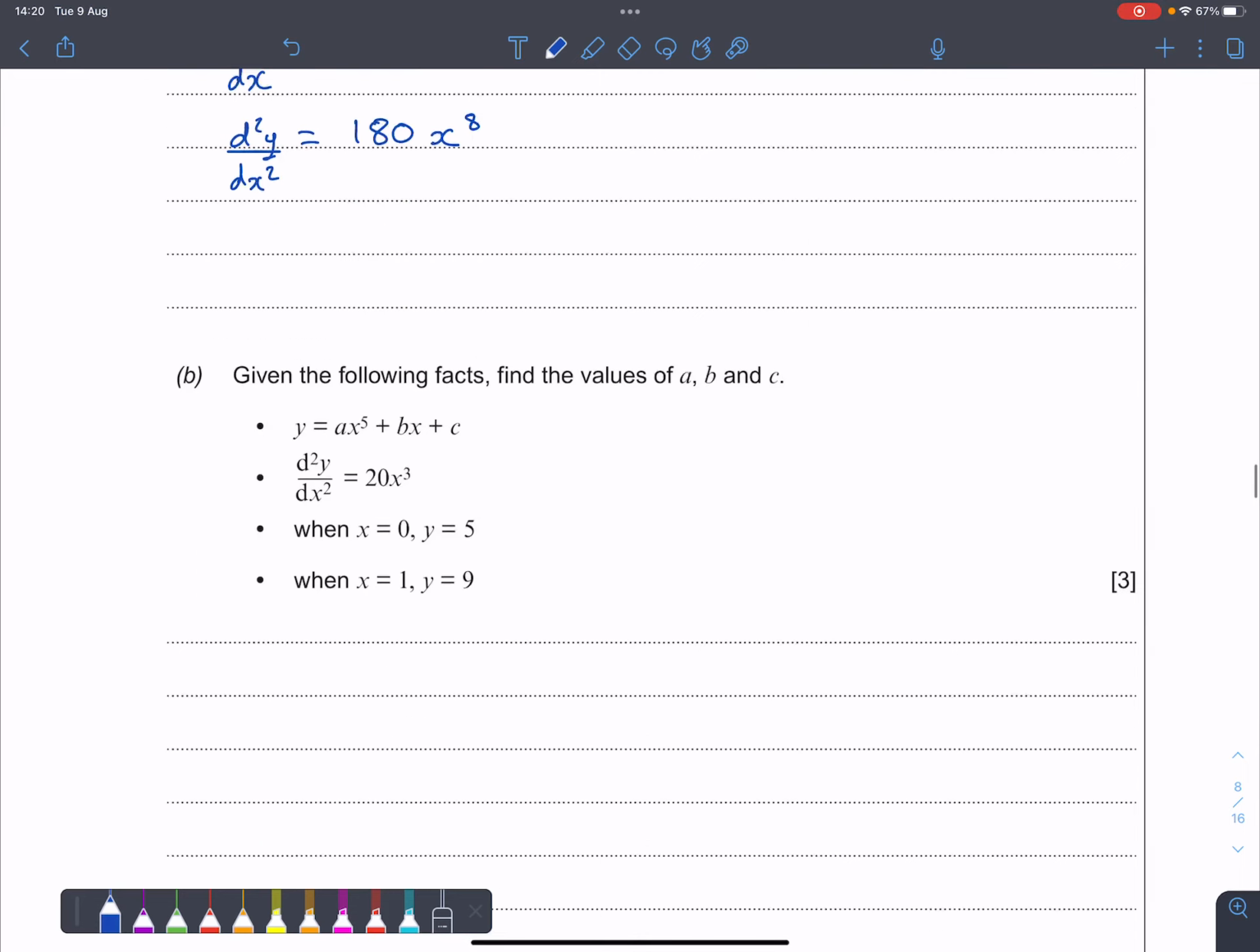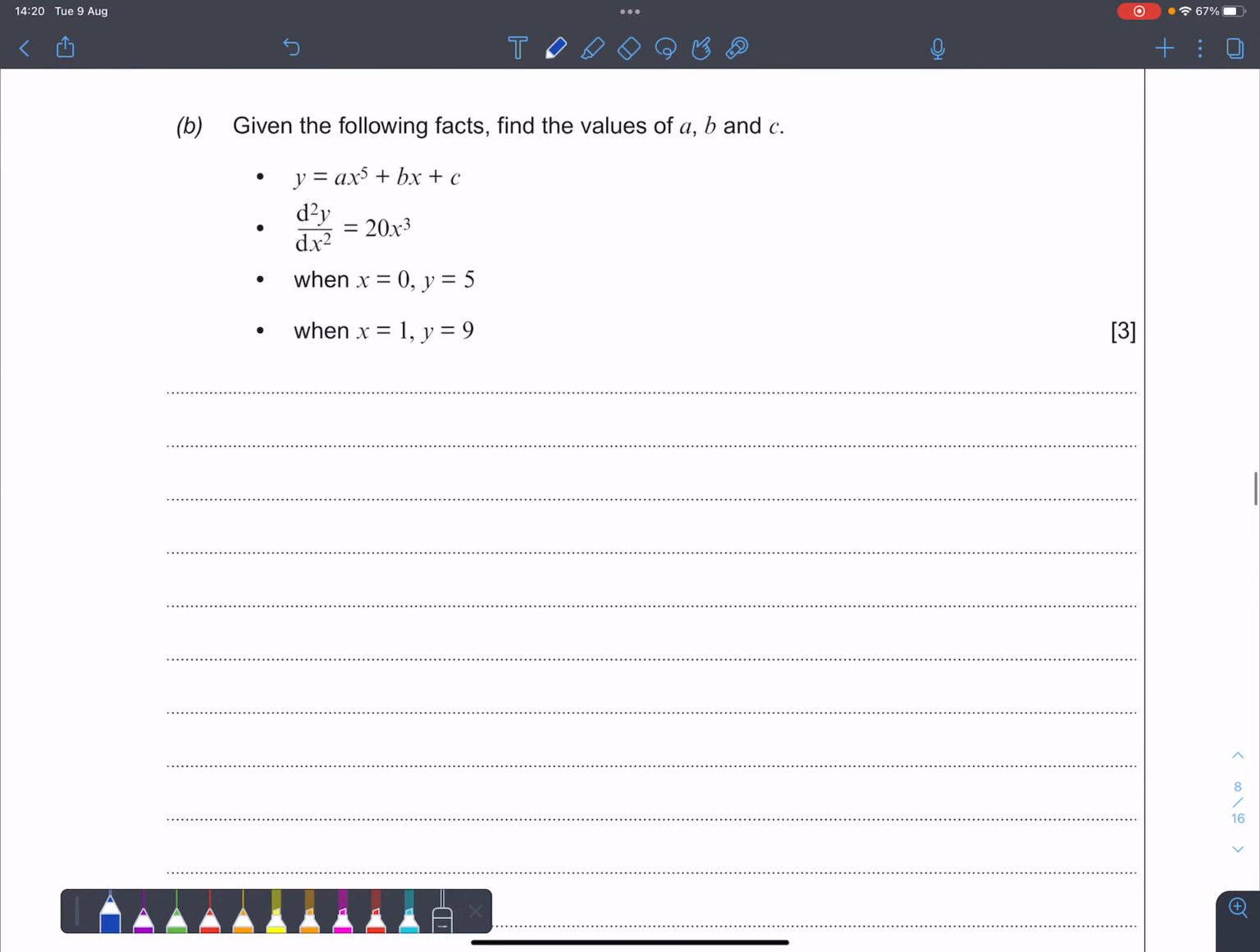Part B is a lovely little puzzle style question. So given the following facts, find the values of A, B, and C. So I start off with an expression for y, that y equals ax to the 5 plus bx plus c. And the next thing we've got is the second derivative. Well, let's just work from y to get the second derivative.